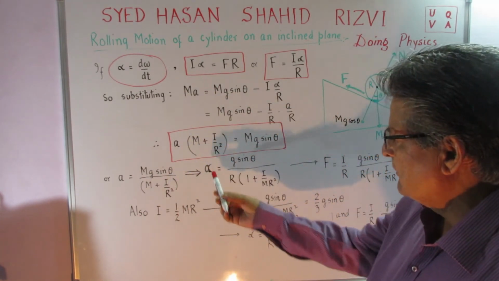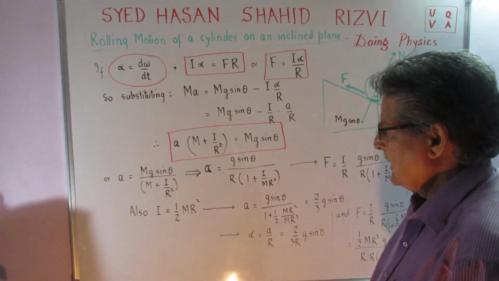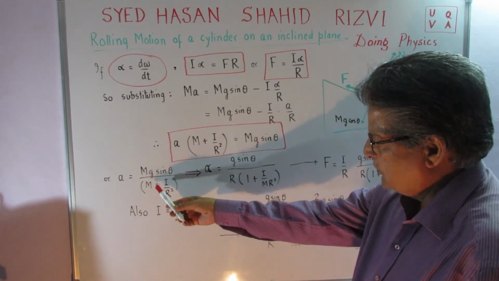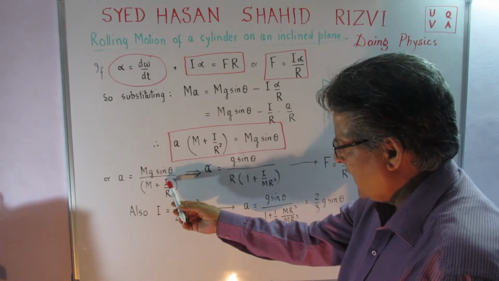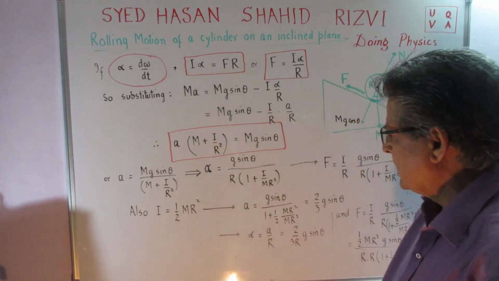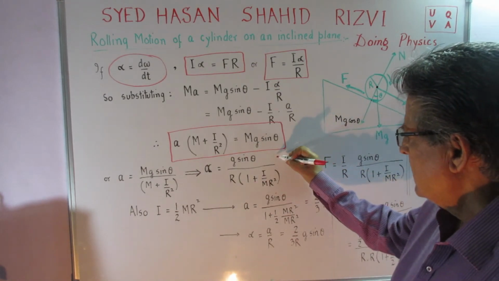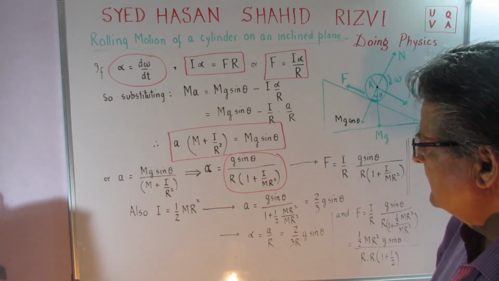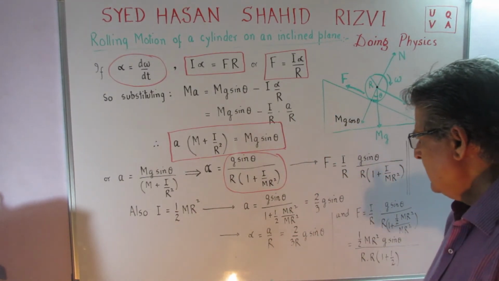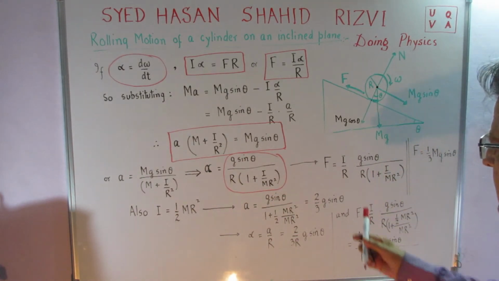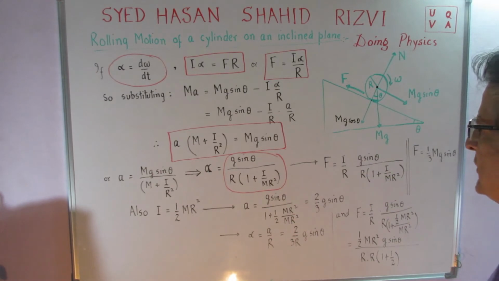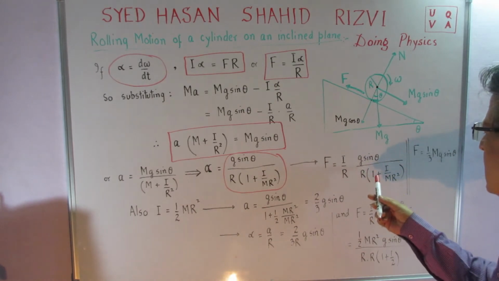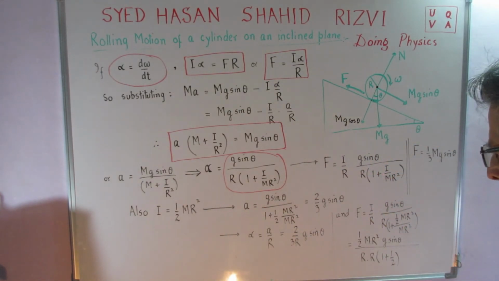So from there I can write the value of alpha, and I divide the numerator and denominator by m, so I get 1 plus I over mR square. So I get the value of alpha as g sine of theta divided by R into 1 plus I upon mR square. From where I can write the value of F as I upon R times g sine of theta divided by R into 1 plus I upon mR square.